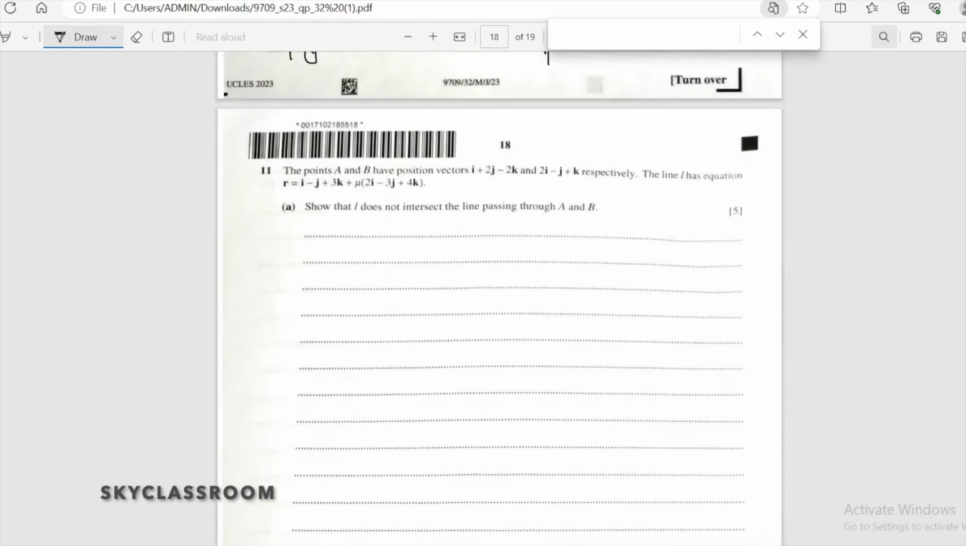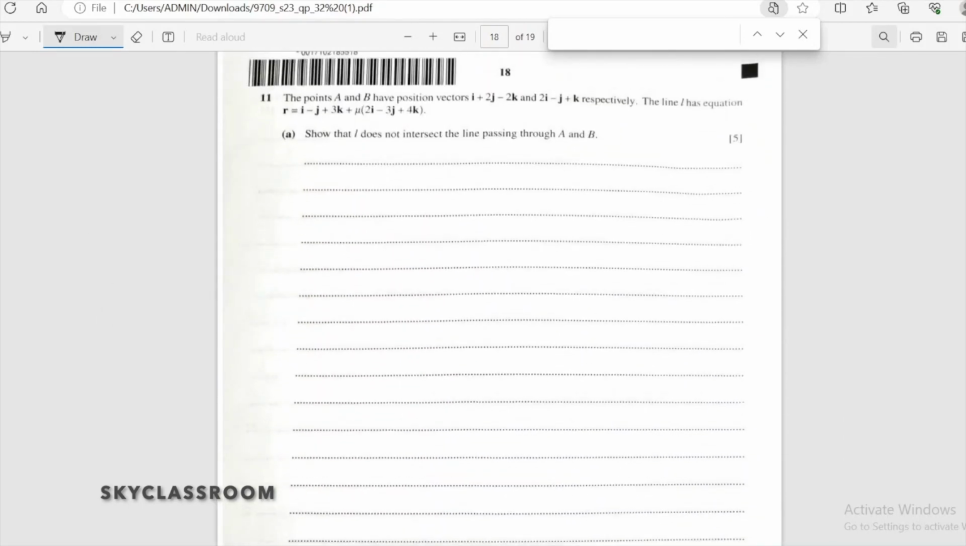Let's see the next question. That will be the last question for this section. The vector question. The points A and B have position vectors i plus 2j minus 2k and 2i minus j plus k respectively.